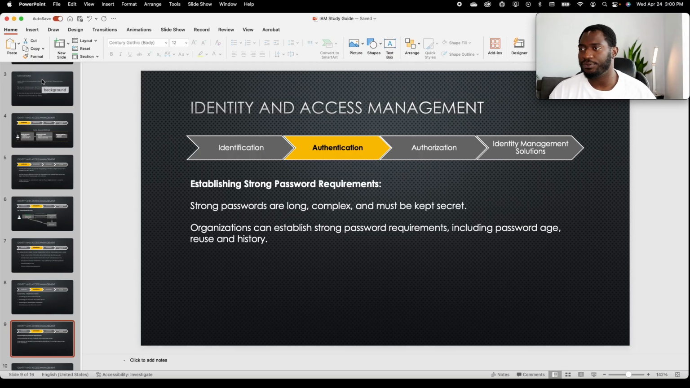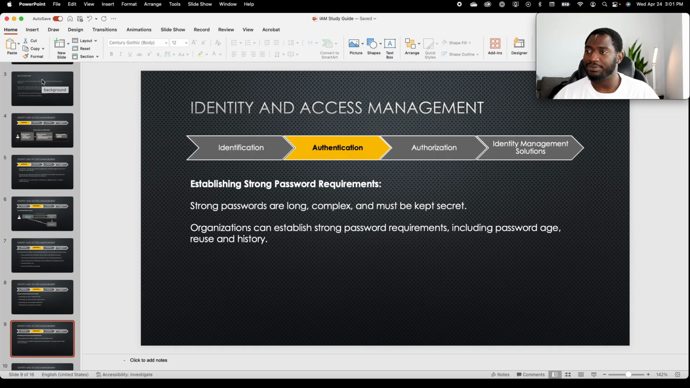Something else to also keep in mind for your Security Plus certification or Security Plus exam is going to be establishing a strong password. Passwords obviously fall within the something you know category. The characteristics of a strong password is the length of that password, the complexity of the password. This includes having numbers, letters, special characters. And the most important part of a password is keeping it secret.